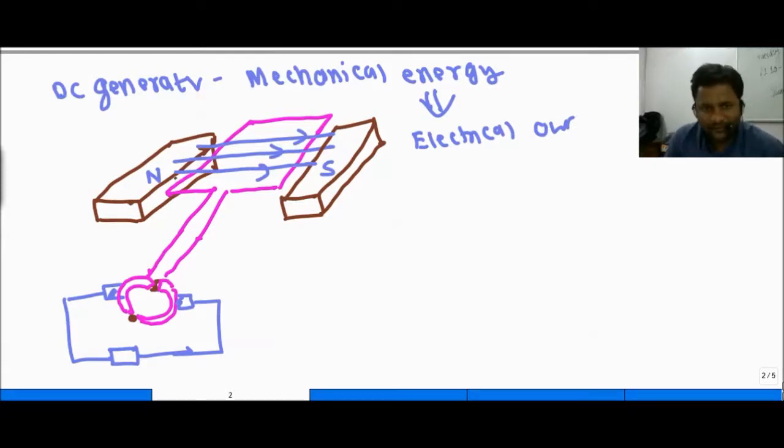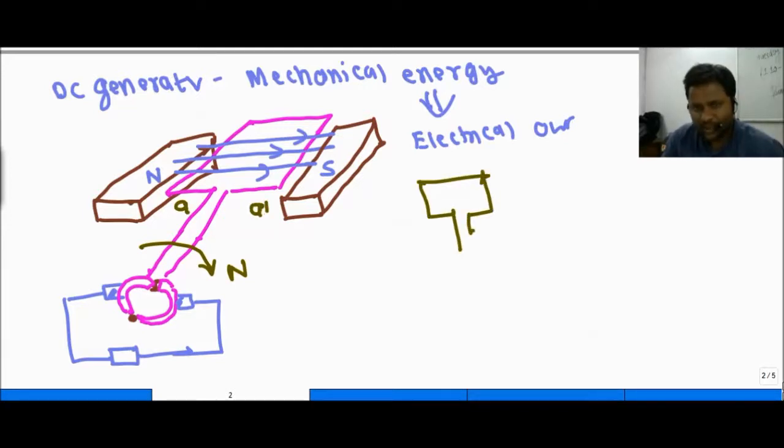So if we are just rotating this armature by some external prime mover at a speed n, then this conductor A, which is under the influence of north, and this is conductor A dash. Here I am assuming the coil has two conductors, conductor A and conductor A dash. If we rotate the coil in a constant magnetic field, then conductor A and conductor A dash will experience a change in flux, because the coil is rotating in the external magnetic field.